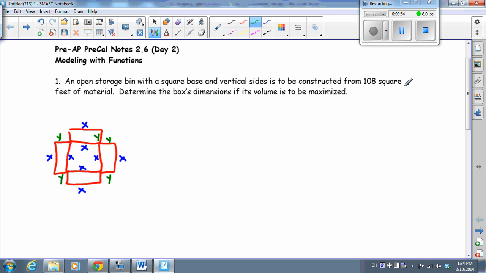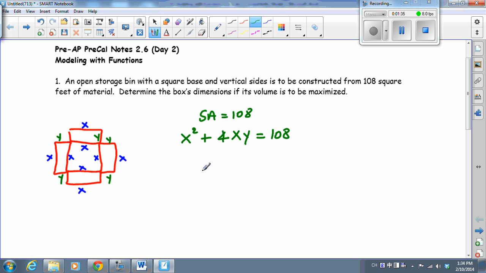So, now that I know it's an open base, as soon as I see open, I think of surface area, and it's 108 square feet of material. So the total surface area, I will say SA, is equal to 108. Determine the box dimension if its volume is to be maximized. Now, how did we get that surface area? The surface area would be the square on the bottom, X times X, which is X squared, plus XY, which is the area of each side. But how many of it do we have? A total of 4. This is equal to 108.